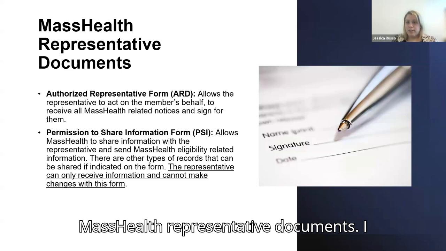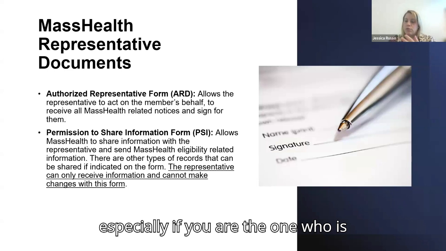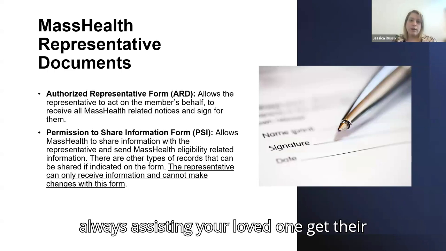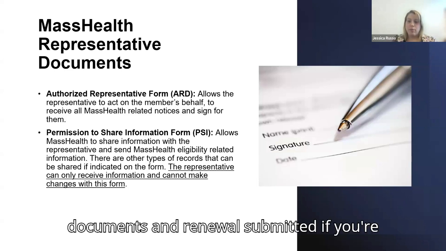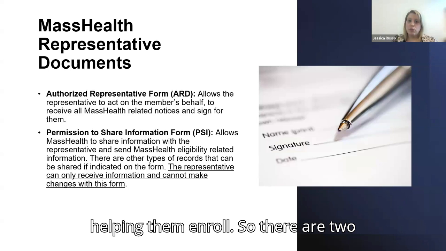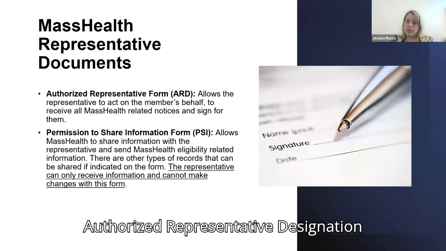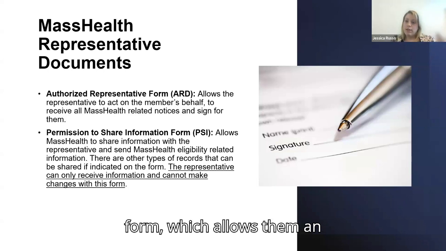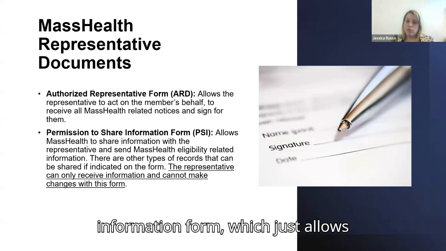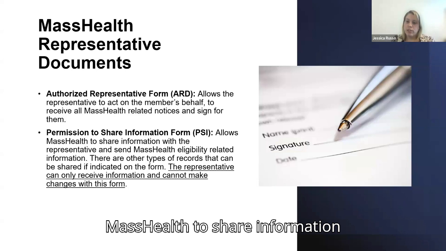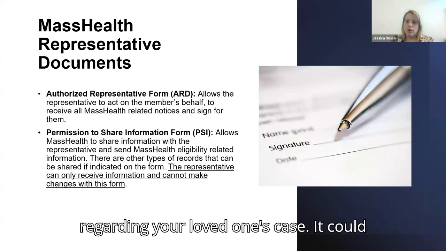MassHealth representative documents. I think this is a really important topic, especially if you are the one who is always assisting your loved one get their MassHealth documents and renewals submitted, if you're helping them enroll. So there are two MassHealth representative documents that are important to touch on, which is the authorized representative designation form, which allows an individual to act on someone's behalf, and then a permission to share information form, which just allows MassHealth to share information with whatever entity is appointed regarding your loved one's case.